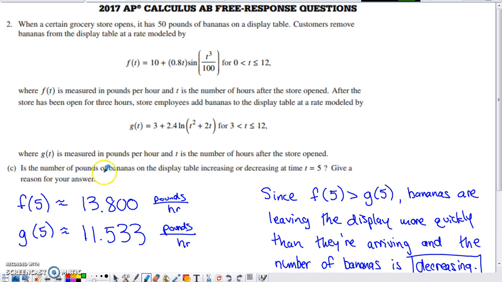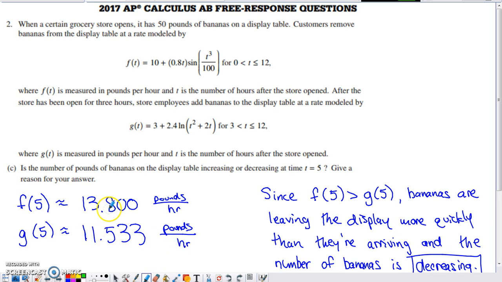Part C: is the number of pounds of bananas on the display table increasing or decreasing at time 5? Give a reason for your answer. Pretty simple logic here. How quickly are the bananas being removed at time 5? Well, find f of 5. F of 5 straight from the calculator is 13.8. How quickly are the bananas being restocked at that same time? So this is the rate that they're being restocked at 5 hours. They're being restocked at 11.533 pounds per hour.